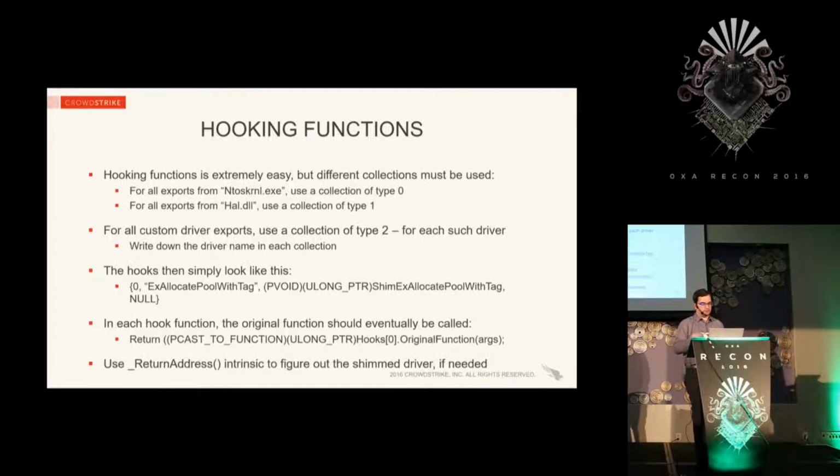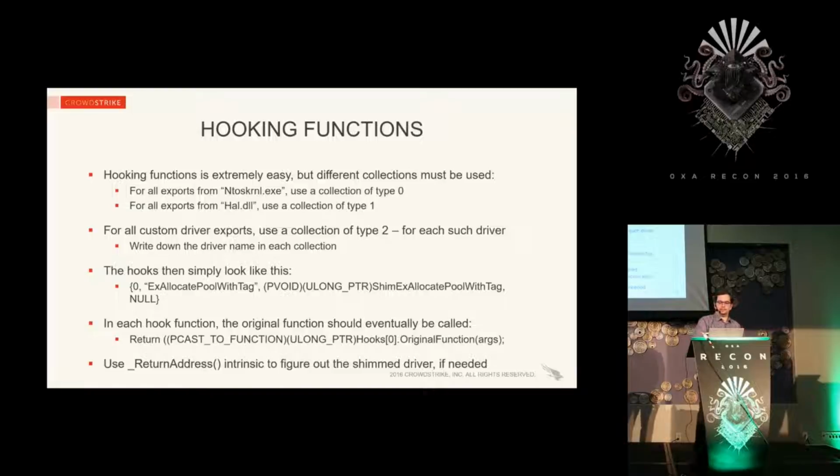If you're trying to hook ExAllocatePoolWithTag, you say 0, because ExAllocatePoolWithTag is in ntoskrnl. You put in the name, ExAllocatePoolWithTag, and then you give it a pointer to your hook of ExAllocatePoolWithTag. And then NULL, that's where you're going to receive the original ExAllocatePoolWithTag. So then in your hook function, you do whatever you want to do because you're hooking ExAllocatePool, and then you return hooks 0 original function. Basically then call the original function that's there. Or maybe you'll just decide, nope, I'm not going to allocate any memory for you, which would probably be bad.